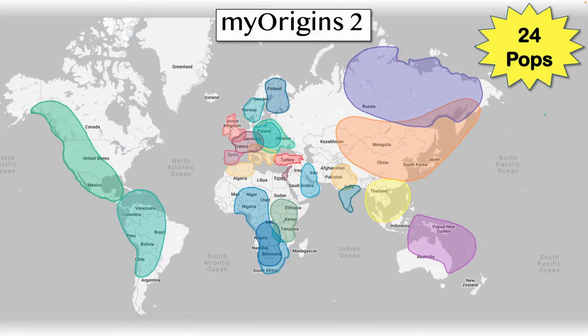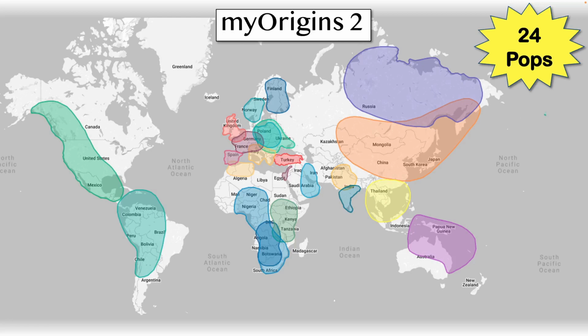Let's look at the previous map from myOrigins 2. Previously, if you bought a Family Finder kit, your map would include one or more of these 24 populations. You can see that most of the world is included, but there are many gaps. For example, check out West Asia, and also many populations are very general. In many cases, they span entire continents. Like check out Siberia, and South and Northeast Asia are one big blob there.